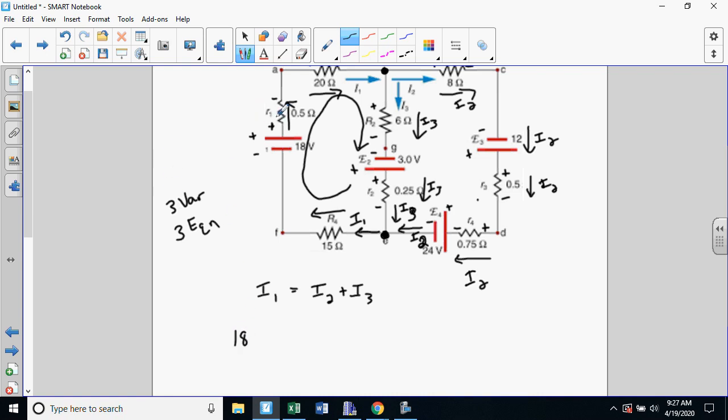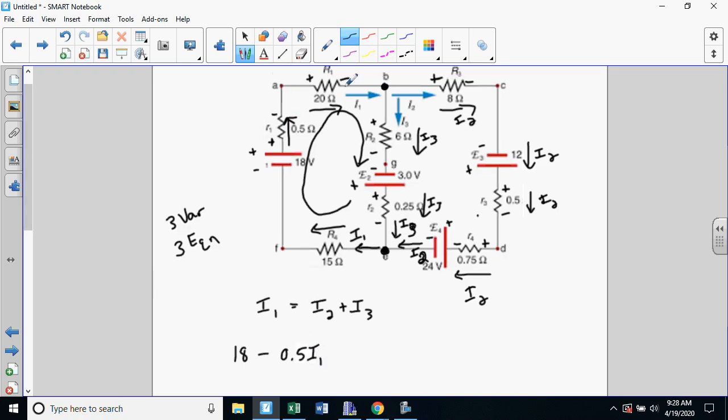And then I get to the first resistor, and I'm going from high to low, so this is going to be a drop of the voltage drop on this resistor. Well, voltage is I times R. This current is I1, and this resistor is 0.5. So I'm going to say 0.5 times I1. Continue to go around in a clockwise fashion. I'm going from high to low, so this is another drop of 20 times I1.